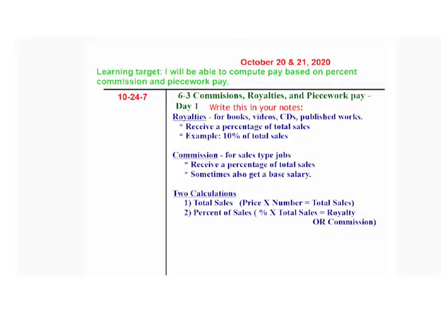Please write these 3 definitions down in your notes. Royalties are for books, videos, CDs, and published works that receive a percentage of total sales, for example, 10% of total sales. Commission is for sales type jobs. It receives a percentage of total sales. Sometimes they also get a base salary. There are 2 calculations: total sales, which is the price times the number, and the percent of sales, which is royalties or commission. Go ahead, pause, and put this down in your notes, and then go on to the next.